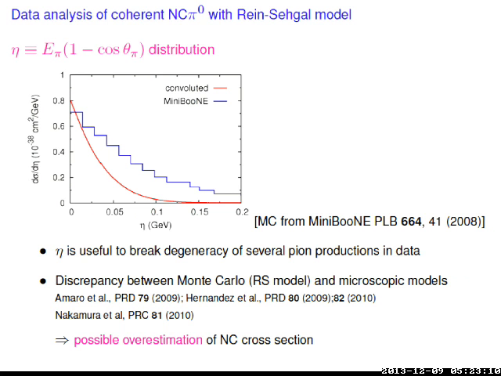And yeah, many theorists pointed out that this discrepancy may be due to the use of the Rein-Sehgal model of coherent pion production in their analysis. In particular, experimentalists use eta defined by this quantity to break degeneracy of several pion production data. But for this eta distribution, what most theoretical calculations give, shown by the red curve, this is ours, is rather different from what the experimenters used, shown by the blue curve. So this large difference could be a reason for overestimation of the neutral current cross section.